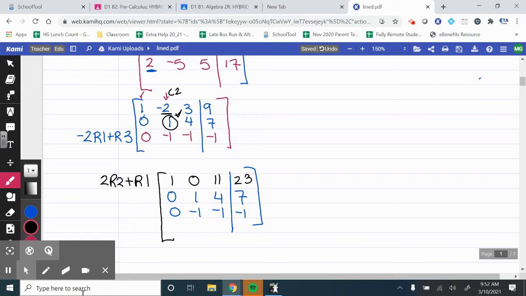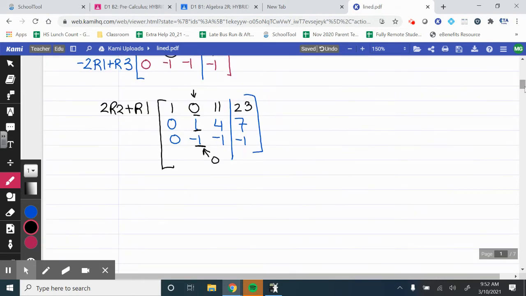All right, so now we have our first column is already done. Second column is what we're working on right here. We've got our lead 1 and a staircase of 1s, and then we have a 0 above it. Now we need to get a 0 below it. So my goal right now is I need to make this a 0. So how do I get that to be a 0?